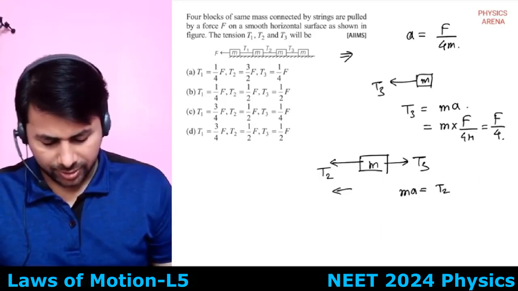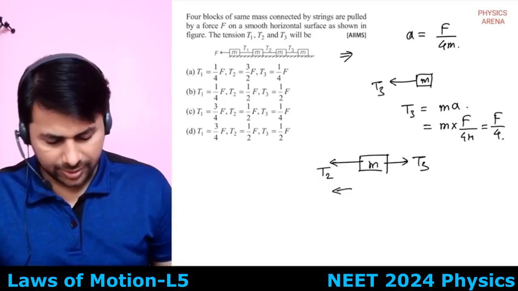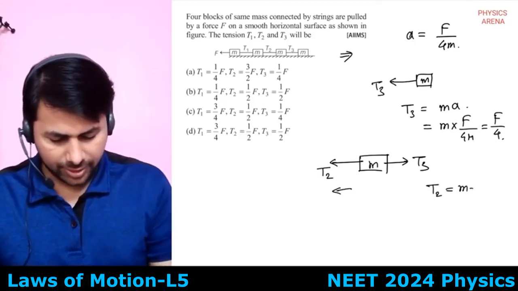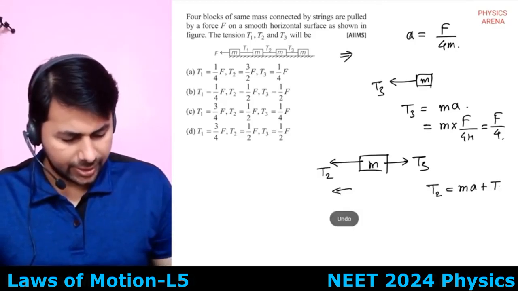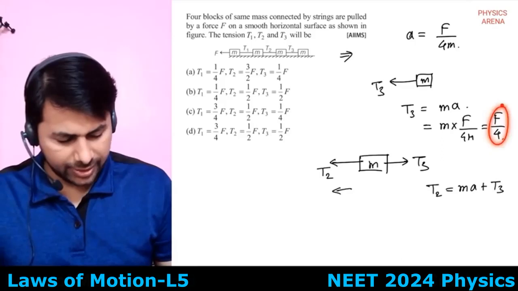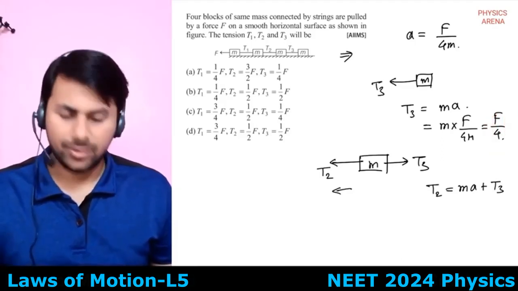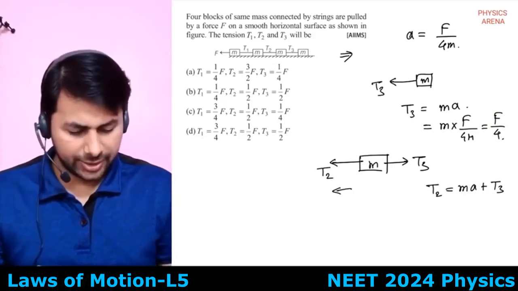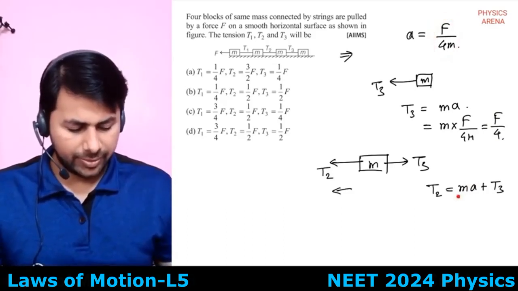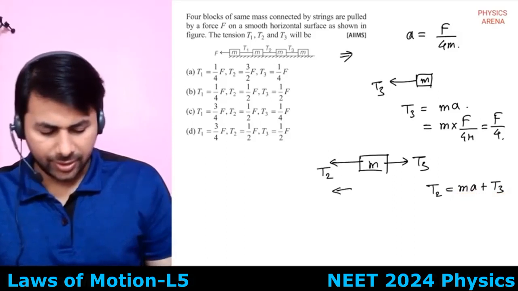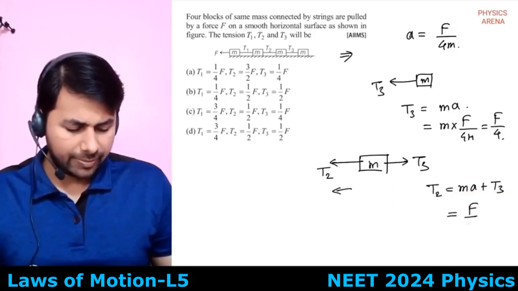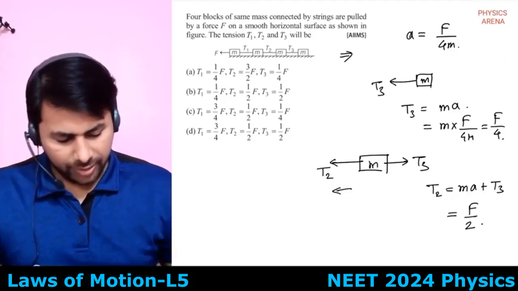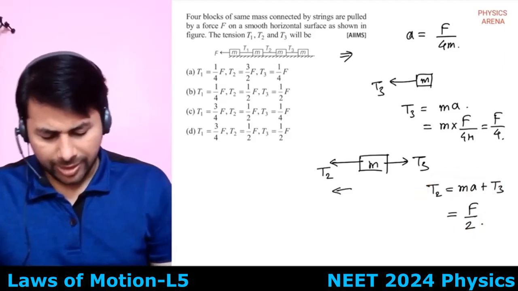So T2 is equal to Ma plus T3, and we found T3. It is F by 4, and this is also F by 4 because acceleration is how much? F by 4m. So this thing is F by 4 and this thing is also F by 4, so this will be F by 2. So we got T3, we got T2, and what will be T1 then?